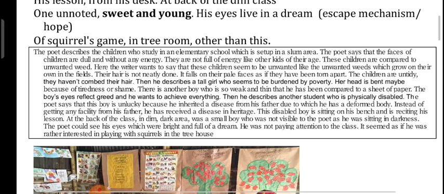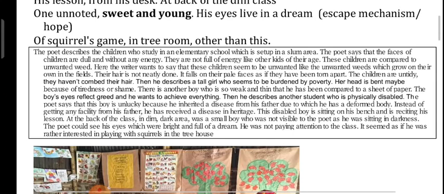Then he describes another student who is physically disabled. The poet says that this boy is unlucky because he inherited a disease from his father, due to which he has a deformed body. Instead of getting any facility from his father, he has received a disease as heritage. This disabled boy is sitting on his bench and is reciting his lesson.